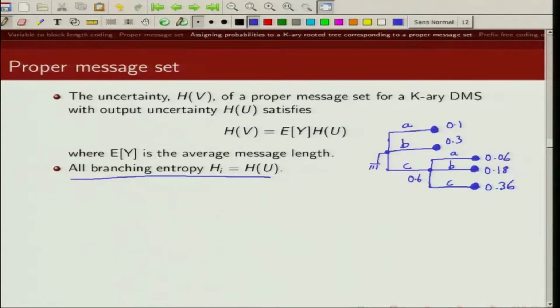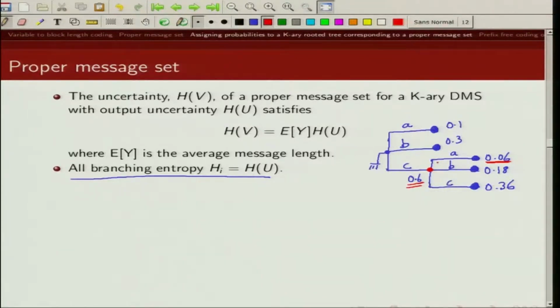Right? Now look at the branching probability. Let's look at this particular node at C. Now if I ask you to compute the branching probability, what's the branching probability? That's this probability divided by the probability of the node, the uncertainty associated with that.